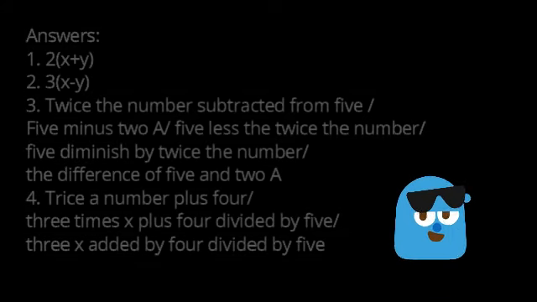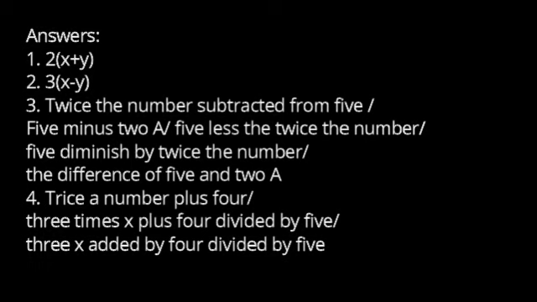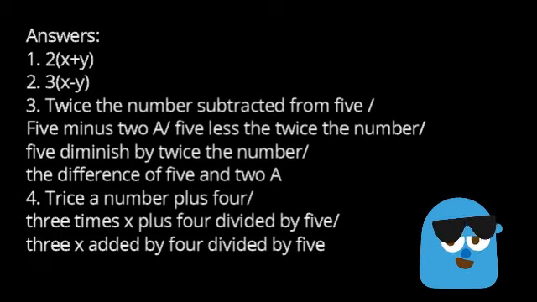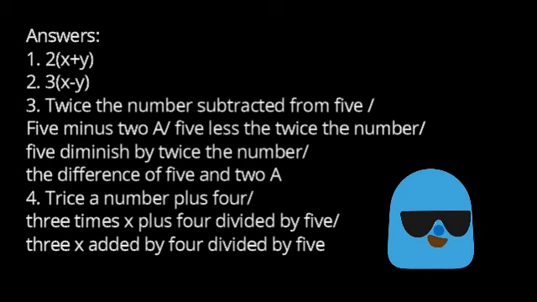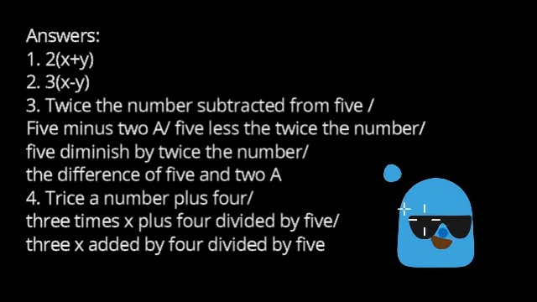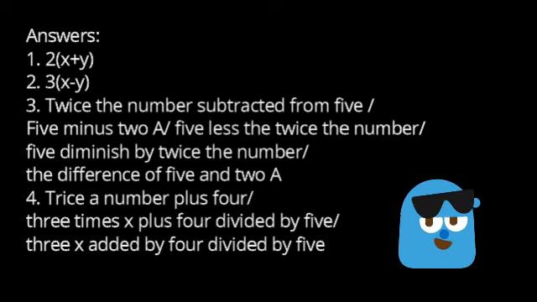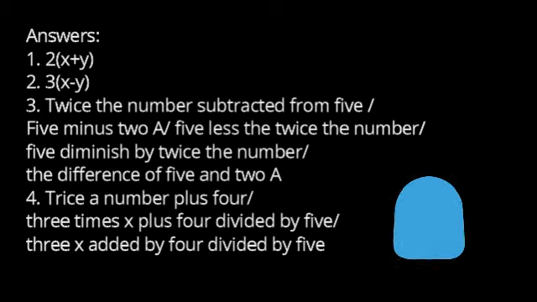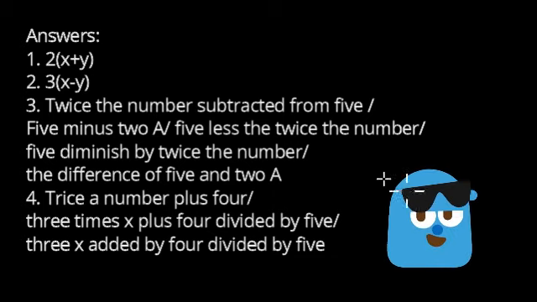Let us check your work. For number 1 question, the answer is 2 parenthesis x plus y. Number 2, 3 parenthesis x minus y. Number 3, you may have any of the following answers. Twice the number subtracted from 5, or 5 minus 2a, or 5 less than twice the number, or you may have 5 diminished by twice the number, or the difference of 5 and 2a.